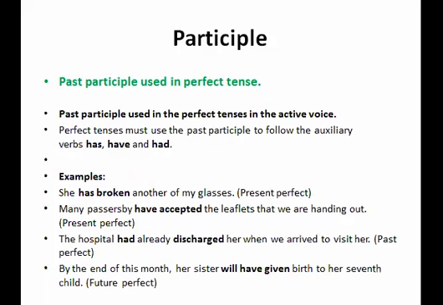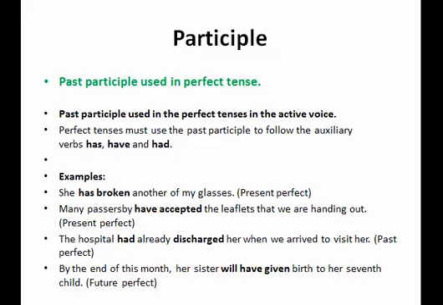Now, past participle used in the perfect tense in the active voice takes has, have, and had. Let's look at some examples. She has broken another of my glasses. Has broken is present perfect. Many passersby have accepted the leaflets that we are handing out. Again, present perfect. Notice that has is used for singular, she, whereas many passersby means plural, so plurals take have.